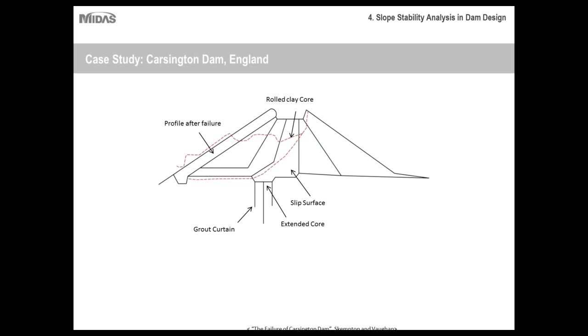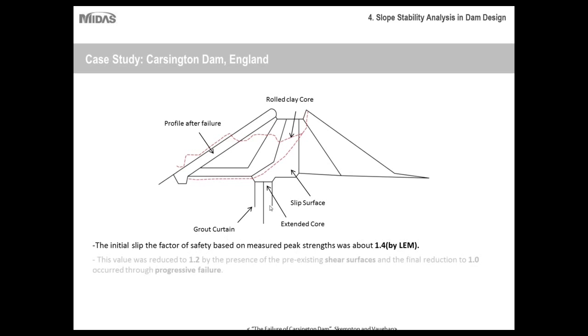Okay, so now just to wrap up, I'll go over a case study. For those of you who attended the first session, this case study should be very familiar. It's the Carsington Dam in England. One of the things to keep in mind is that the initial factor of safety was calculated to be about 1.4 by the limit equilibrium method. But the value was reduced to 1.2 by the presence of the pre-existing shear surfaces, and finally it was reduced to 1.0, and eventually the dam did fail.